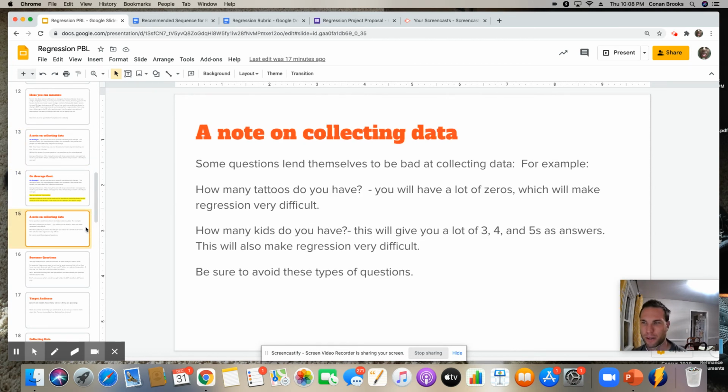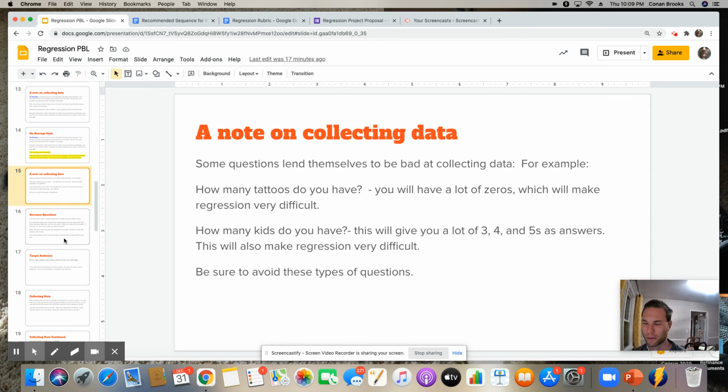When you collect data, you don't want to have zero, so don't ask questions where a lot of people are going to tell you zero. Like, how many pets do you have? It sounds good and it might work, but you might end up getting like 5 or 6 people responding, I have no pets. And then you have a lot of dots that overlap. And so it makes it hard to graph that data.